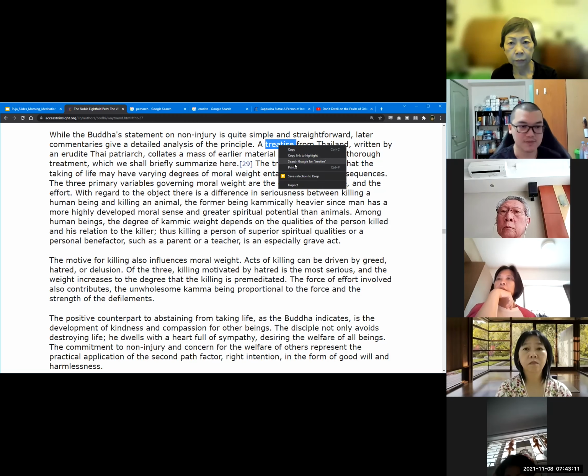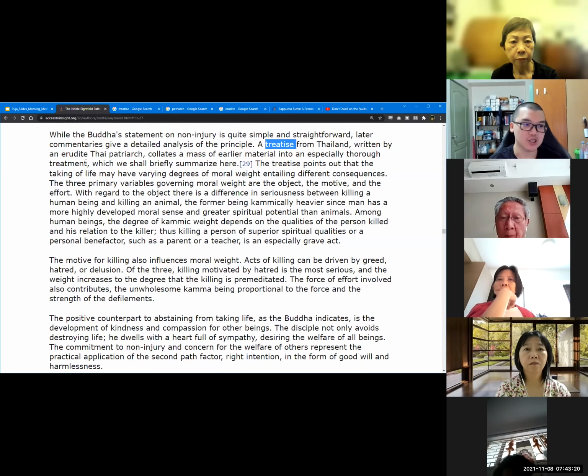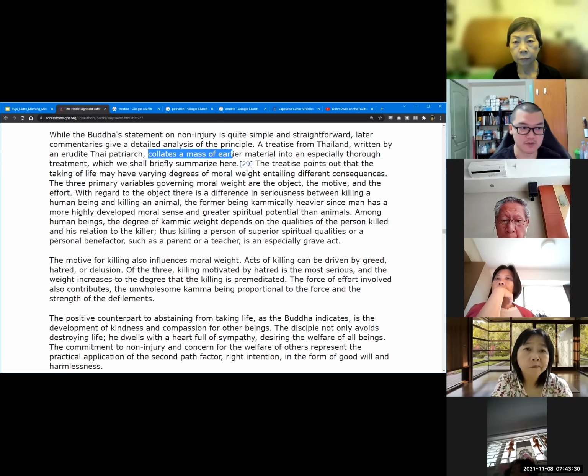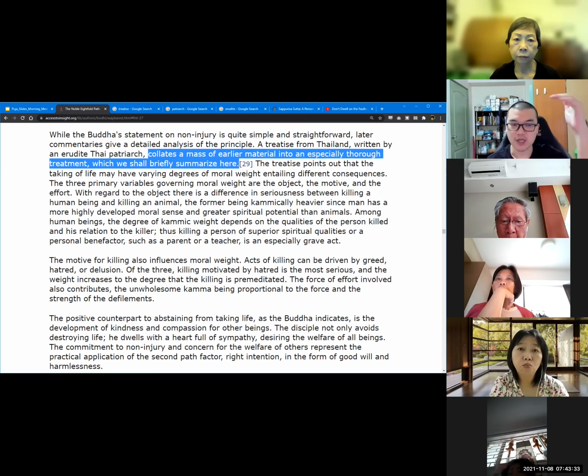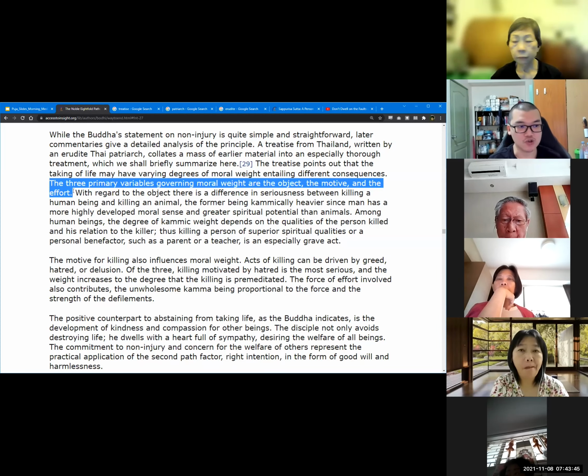Let's also define treatise here. A written work dealing formally and systematically with a subject. So an expert from Thailand writes a very detailed text, commentaries, and it also collates a mass of earlier material into a very thorough, comprehensive treatment. What is covered in the treatment is the three variables that determine how heavy the transgression of killing is. It covers firstly the object, secondly the motive, and third the effort.